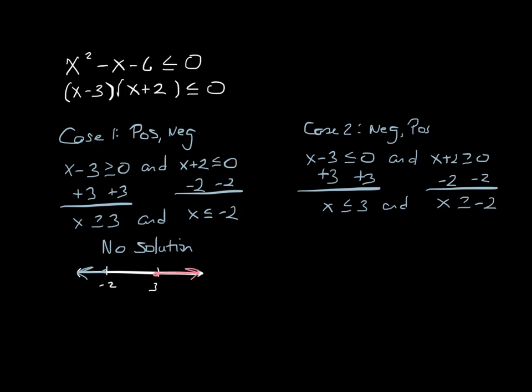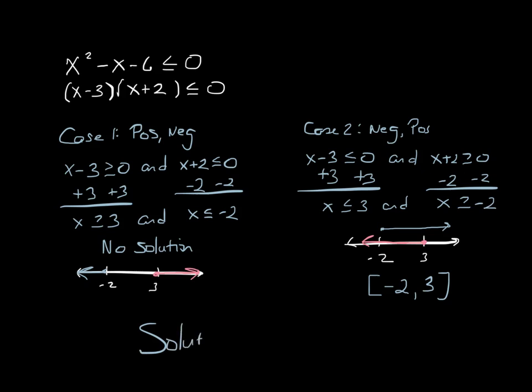But case 2 looks like this. Here's our number line, negative 2, 3. Numbers that are less than or equal to 3 are here. Numbers that are greater than or equal to negative 2 are here, and they're overlapping in the middle. So our solution is negative 2 to 3. And that's our solution to the whole problem. Case 1 didn't work out, but case 2 gives us negative 2 to 3, which is what we saw graphically.